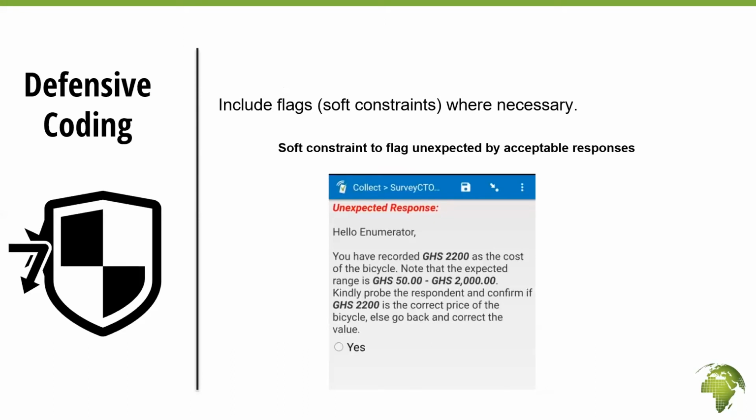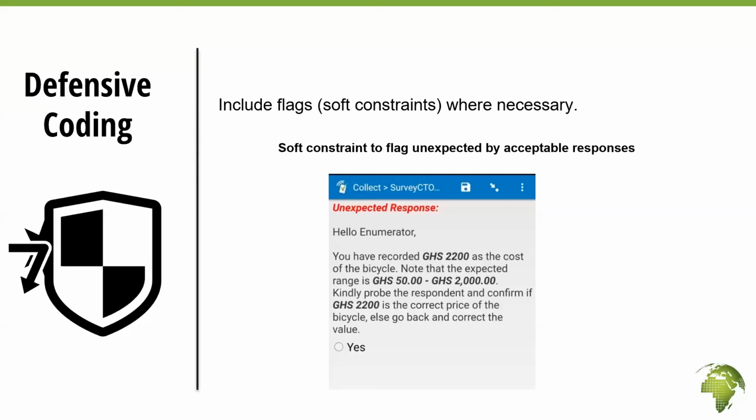Now, with constraints, sometimes there are also some values within or outside certain ranges that we consider unacceptable or unexpected, but not impossible. So for instance, going back to the example of the bicycle, if someone entered a value of 2,200 Ghana cedis for a bicycle, we know that most bicycles are likely to cost less than 2,000 cedis. But we have a few very expensive bicycles that cost over 3,000, over 4,000.